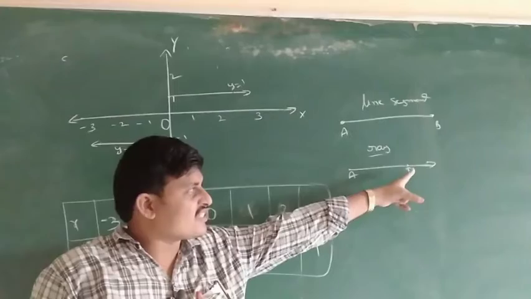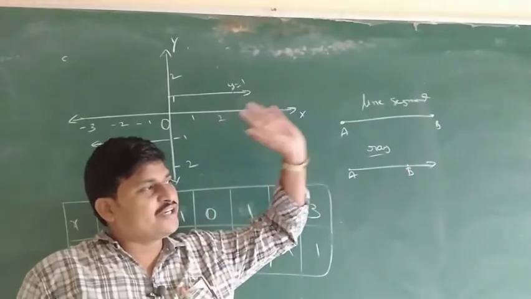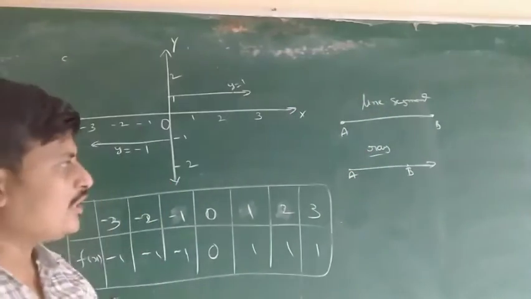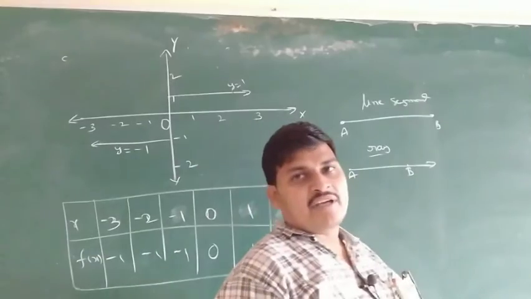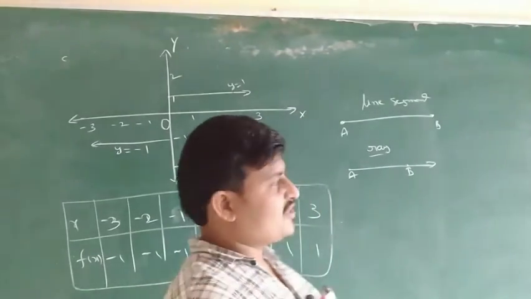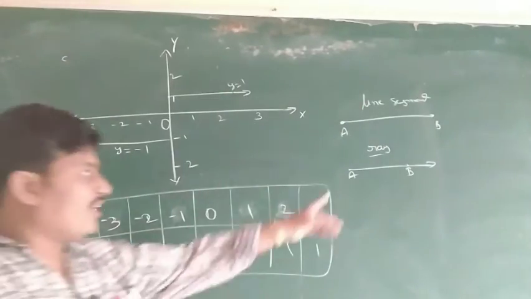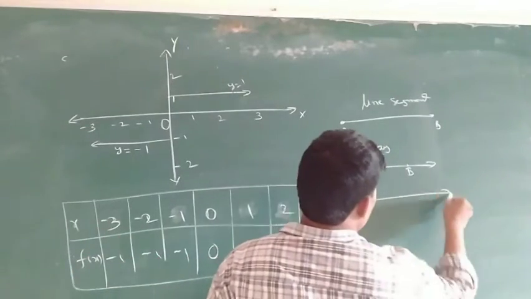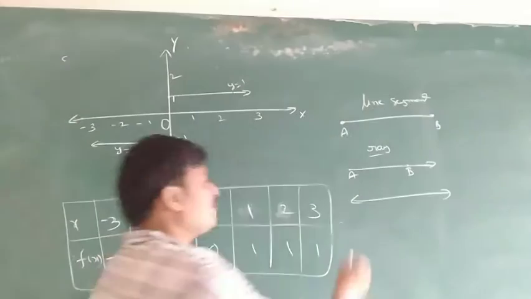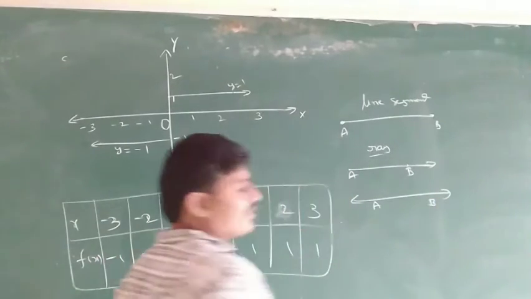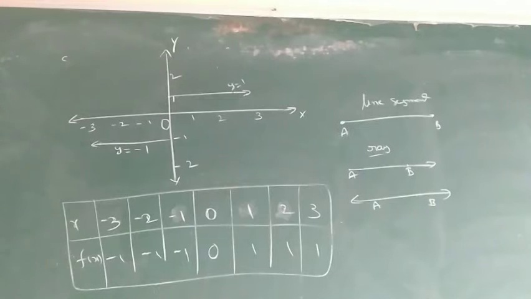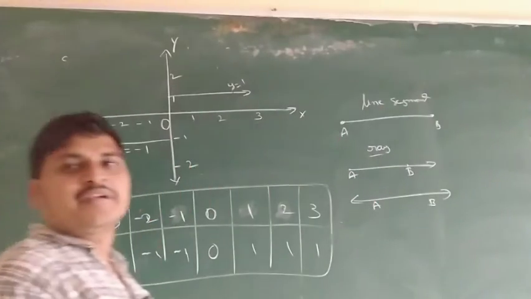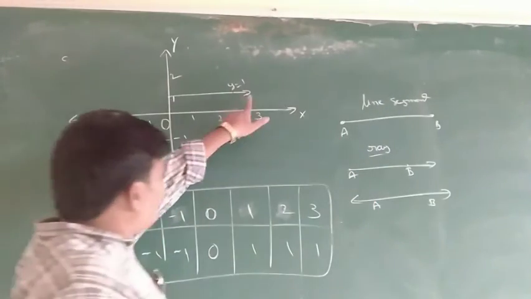So what is the meaning of the arrow mark? This is continuously undefined, infinite, and there is no ending. Starting is there, but ending is not there. A straight line means there is no starting point and no ending point. That line doesn't have any starting point or ending point. This is the arrow symbol. Arrow symbol means undefined.